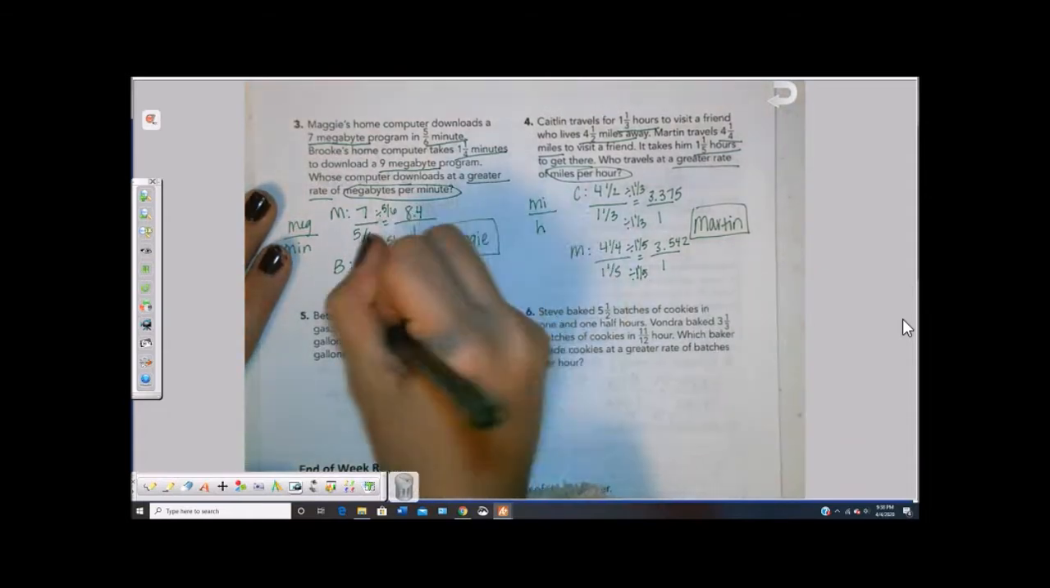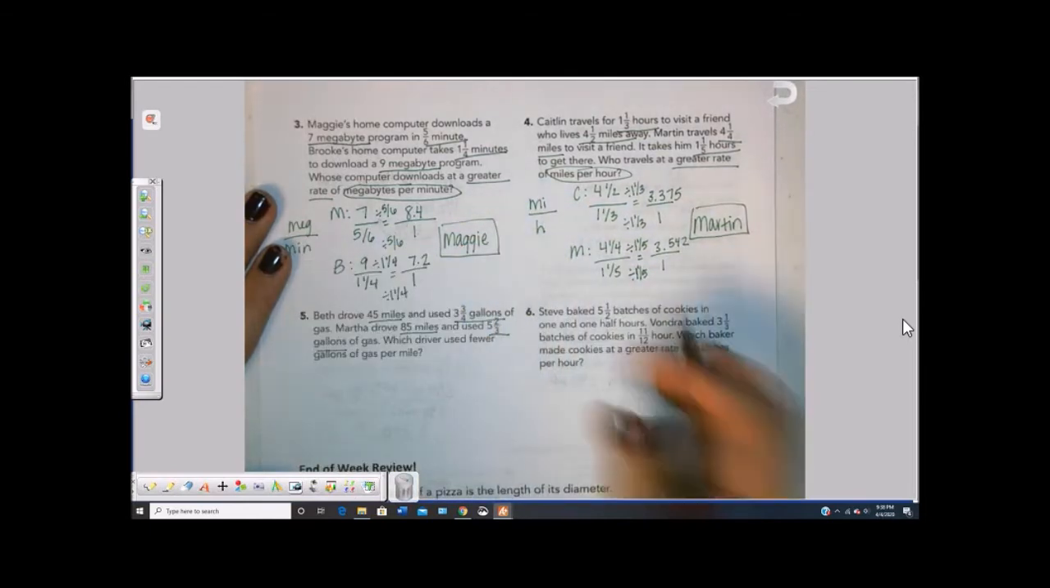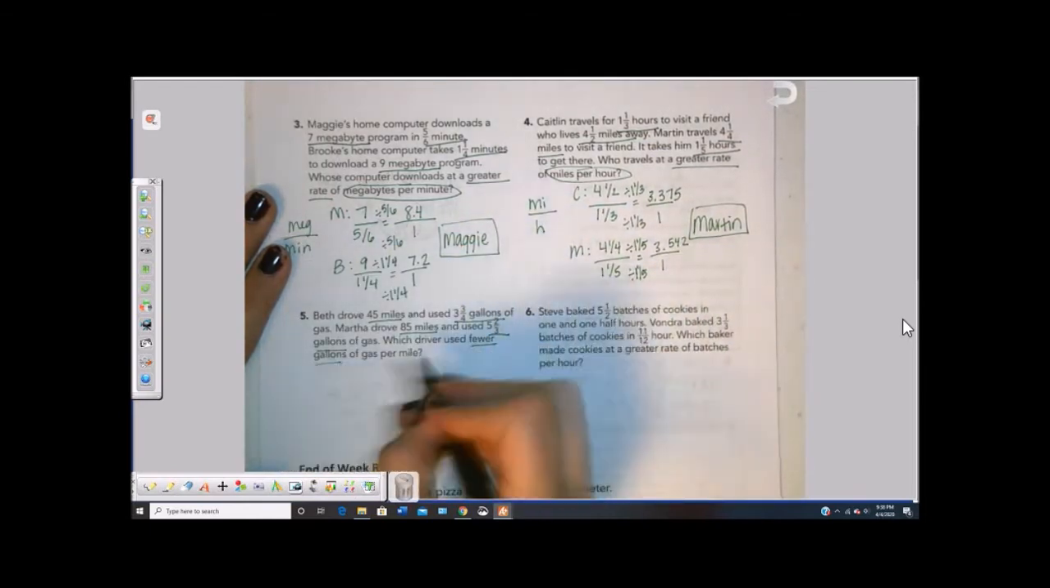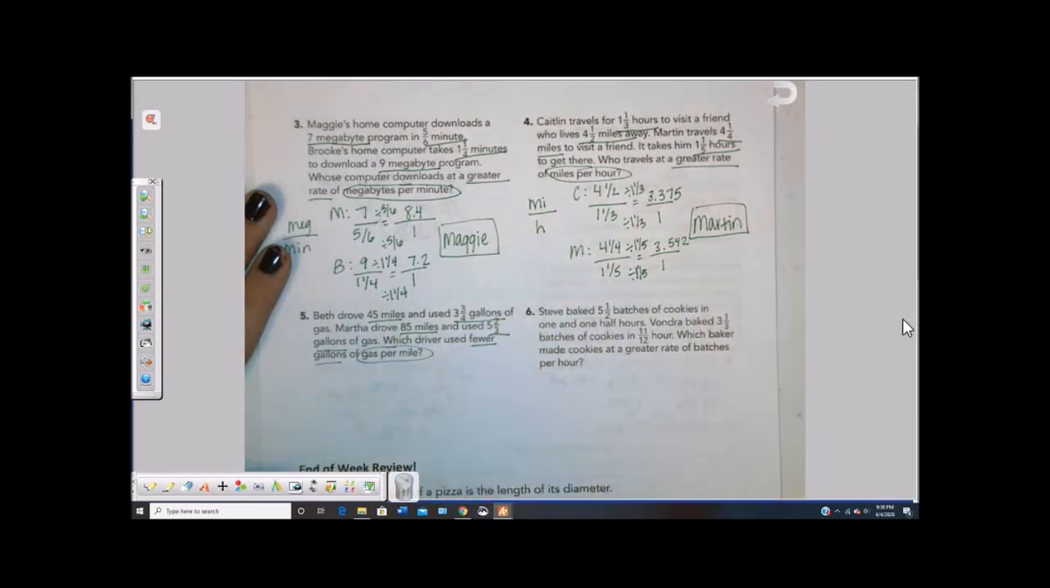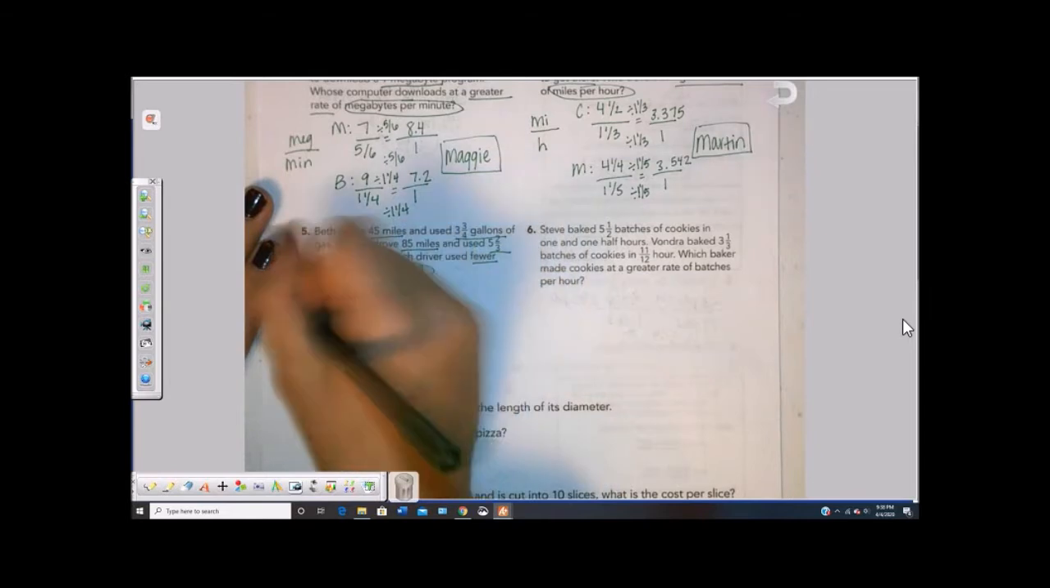Looking at number 5, Beth drove 45 miles and used 3 3/4 gallons of gas. Martha drove 85 miles and used 5 2/3 gallons of gas. Which driver used fewer gallons of gas per mile? So we're going to have gas over miles.